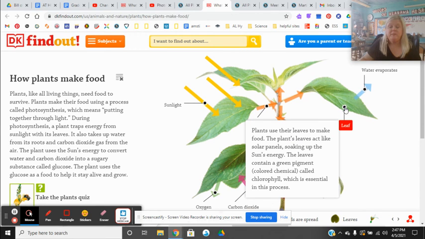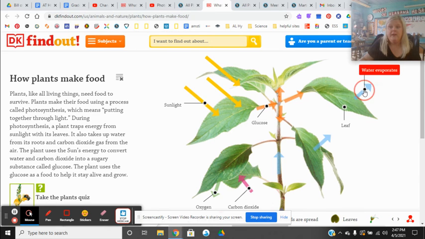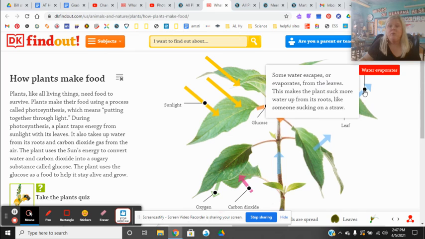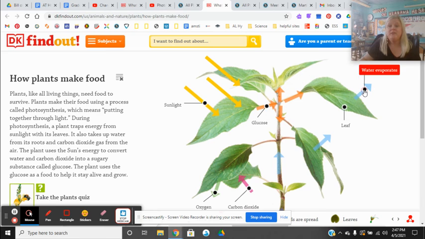Plants use their leaves to make food. The plant's leaves act like solar panels, soaking up the sun's energy. The leaves contain a green pigment, a colored chemical called chlorophyll, which is essential in this process. Chlorophyll is another essential word that you must know. And then water evaporates. Some water escapes or evaporates from the leaves. This makes the plant suck more water up from its roots, like someone sucking through a straw.